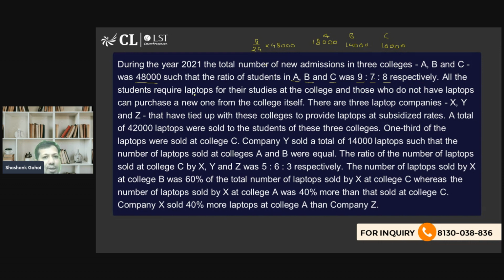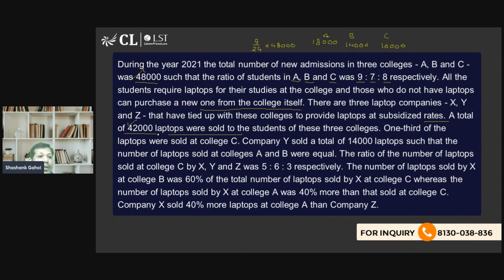All the students require a laptop for their studies at the college, and those who do not have laptops can purchase a new one from the college itself. Fair enough. So basically, students are bifurcated in two ways: one who already has the laptop, and second, the people who can buy the laptop from the college. There are three laptop companies X, Y, and Z that have tied up with these colleges to provide laptops at a subsidized rate. A total of 42,000 laptops were sold. So out of 48,000, 42,000 people bought laptops and 6,000 already had laptops.